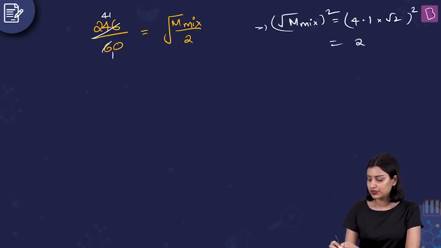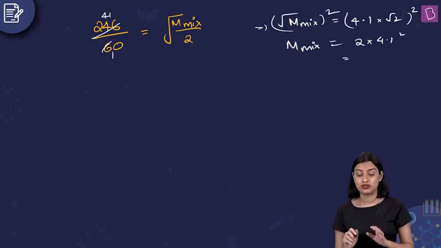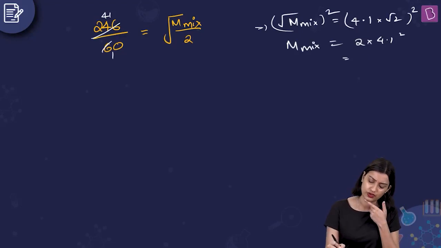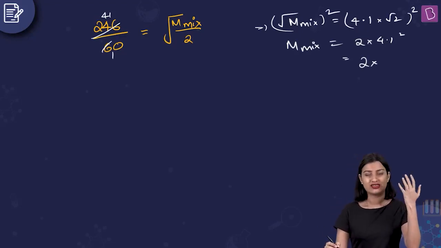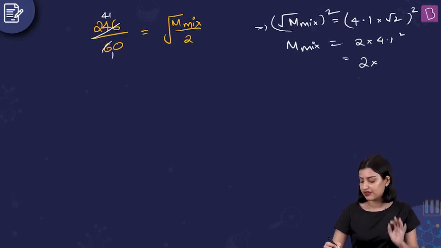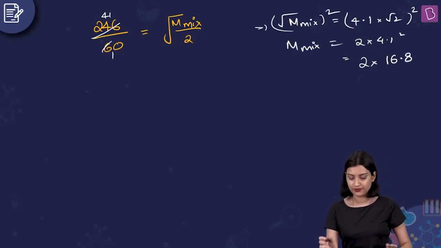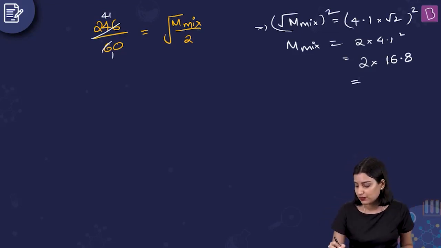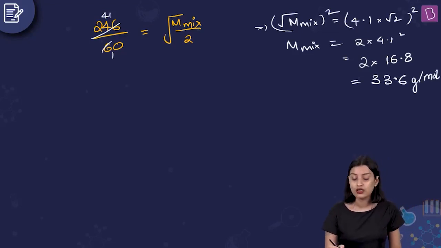Okay, so you get 2 into 4.1 square is equal to your molar mass of mixture. 4.1 square is going to be something around 16, right? So when you calculate, you can take 17, or to be precise, because I have calculated, I know that this value is going to be 16.8. 2 into 16.8 is what you get. So when you multiply this, you'll get 33.6 gram per mole as the molar mass of the mixture.